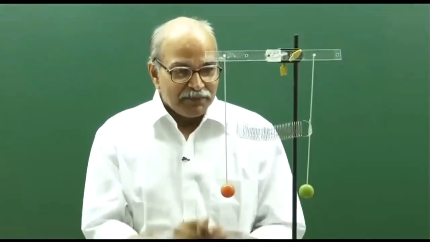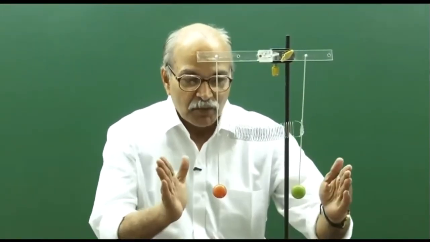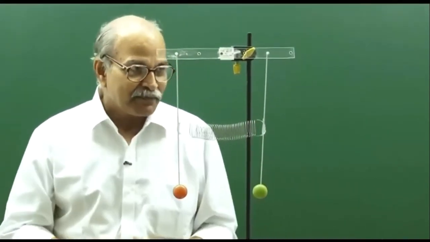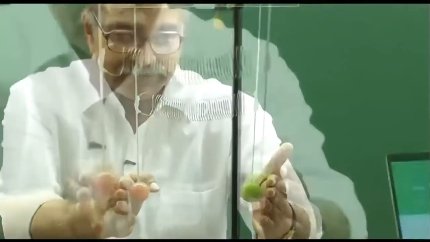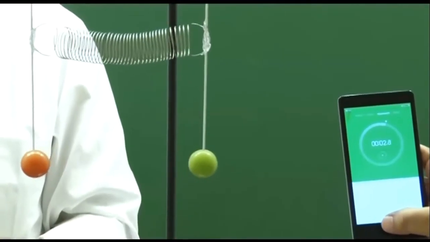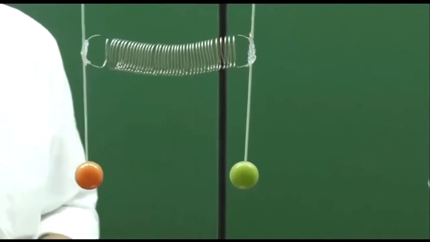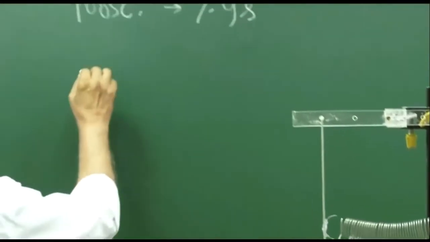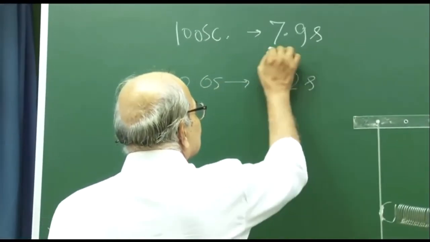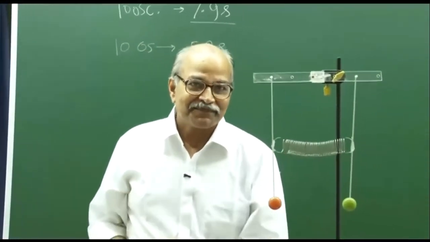Now we can vibrate the same system in a different mode. I will compress it a little bit from both sides and then release, and then Anurag, you measure the time period. So be ready. Okay, how much is it? 5.2 seconds. So 10 oscillations take 5.2 seconds. So you have two different natural frequencies of the same system.